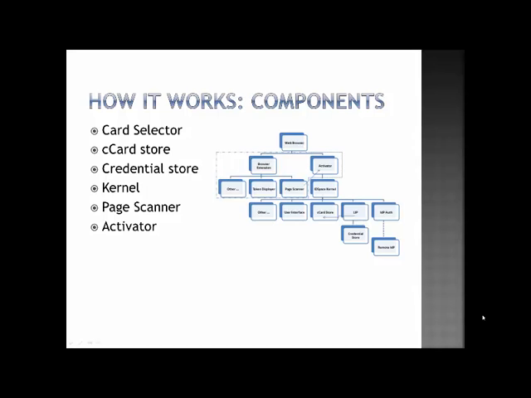IDSpace is comprised of the following components: the card selector, which presents a card-based interface to the user to enable the choice of identity provider and credentials; the C-card store, which stores credential cards containing credential information; the credential store, which is secure storage for keys, passwords, and attributes, and is associated with the C-cards; the kernel, which is the core component controlling system operation; the page scanner, which scans the web pages; and the activator, which activates the card selector.